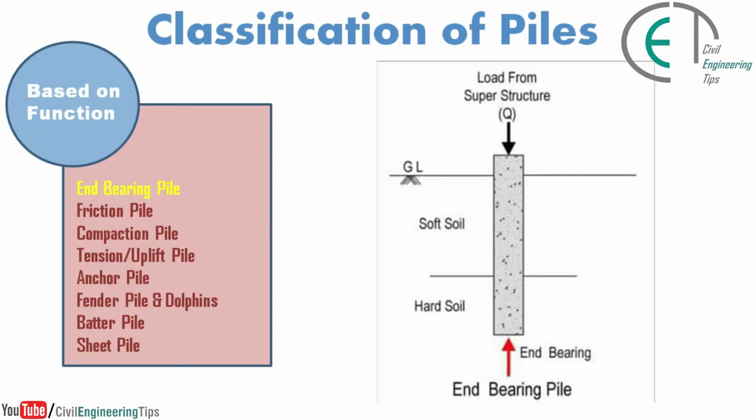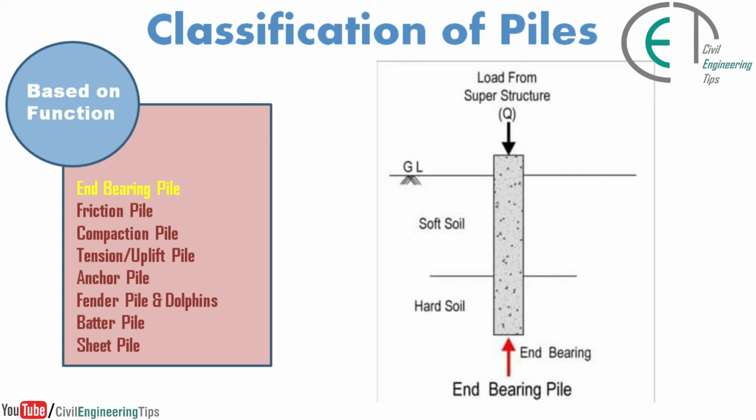Now let's discuss the classification of piles. We can classify piles in many ways. At first, we will classify piles based on the function or their uses. Here you can see 8 types of piles classified based on function. The first one is end-bearing pile.